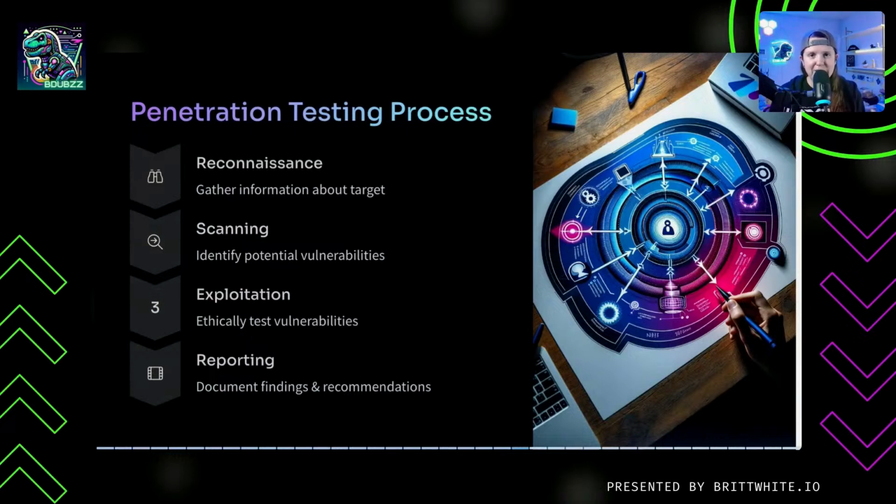And finally, we reach what might be the most important stage: reporting. This is where we document everything we discovered and provide detailed recommendations for fixing those vulnerabilities. A good pen testing report needs to be 3 things: clear, actionable, and prioritized based on the risk specific to the organization. Your organization needs to know exactly what to fix and in what order.